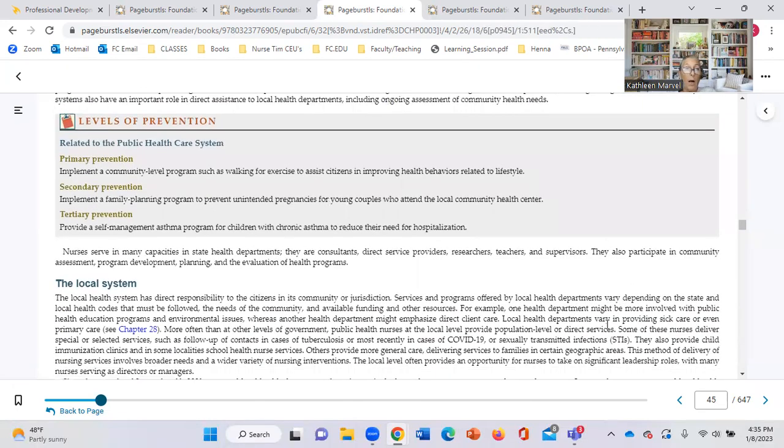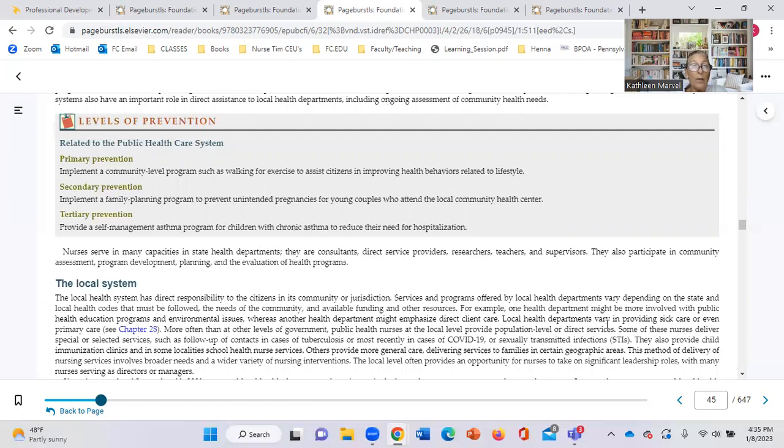Here's our levels of prevention box related to this. This is about the public healthcare system. So our levels of prevention are related to this chapter. Primary prevention: implement a community level program such as walking for exercise to assist citizens in improving health behaviors related to lifestyle. So we're trying to prevent any problems before they happen. If we can get a walking program organized, maybe it will help them maintain a healthy lifestyle.